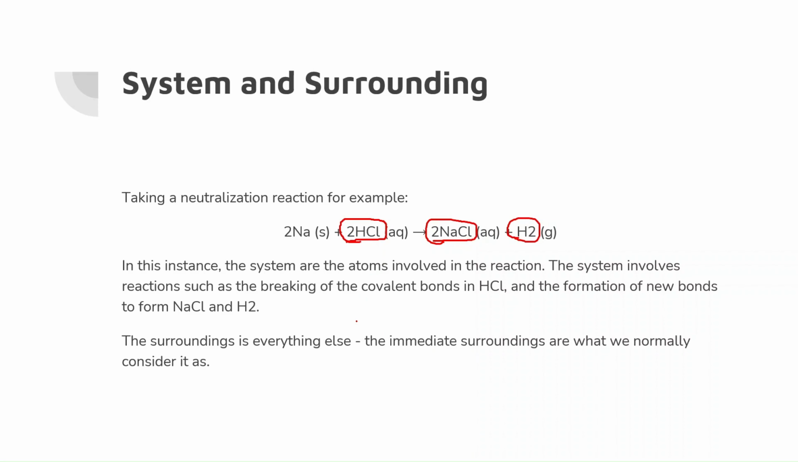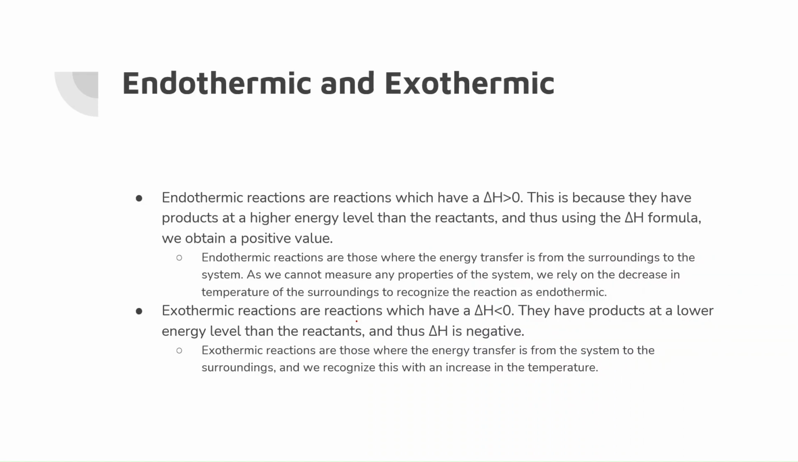And the thing is that we cannot measure any characteristics such as temperature or the energy of the system. So what we have to do instead is rely on the change in the temperature of the surroundings. So for exothermic and endothermic reactions, endothermic reactions have a delta H which is positive, greater than zero. This is because they have products at a higher energy level than the reactants, and thus using the delta H formula, we obtain a positive value. Endothermic reactions are those where the energy transfers from the surroundings to the system. As we cannot measure any properties of the system, we rely on the decrease in the temperature of the surroundings to recognize the reaction as endothermic.